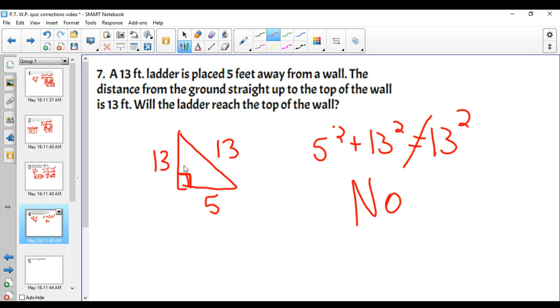Also, we know that the hypotenuse is always going to be longer than both of the legs. So when I see that the hypotenuse is 13 and one of the legs is 13, that should be a clue from the get-go that something's not right.